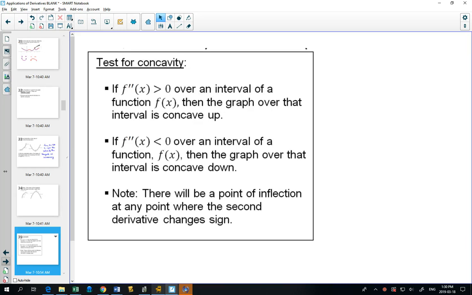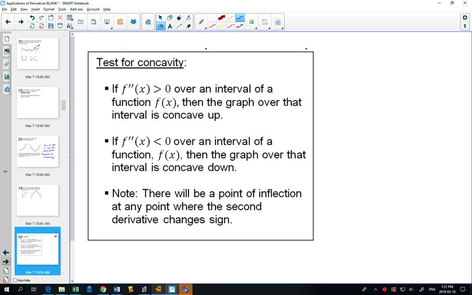So here's our test for concavity. If our second derivative is bigger than 0, then we can say that the function is concave up over that interval. And if the second derivative is less than 0, we can say that it's concave down.